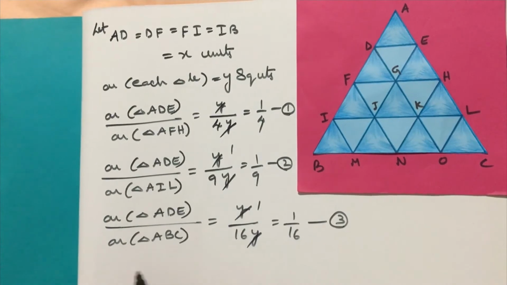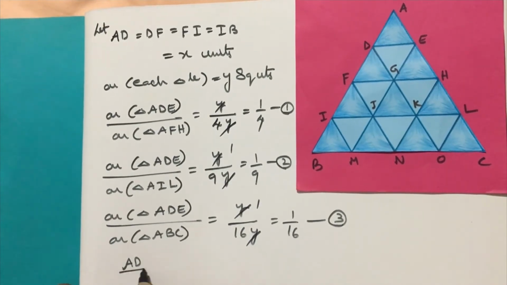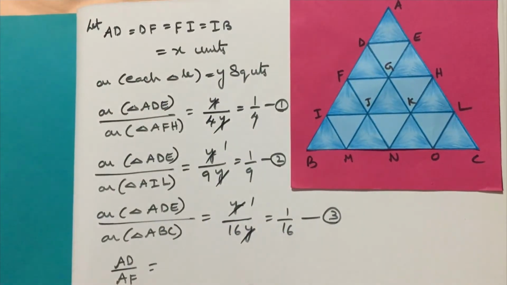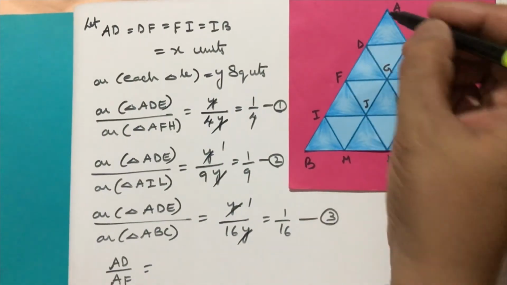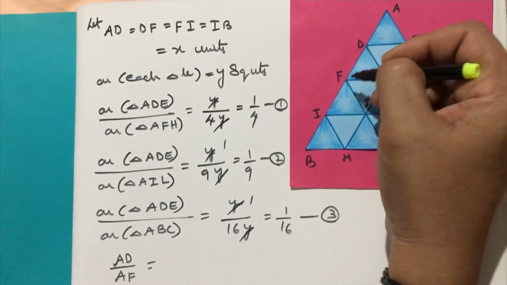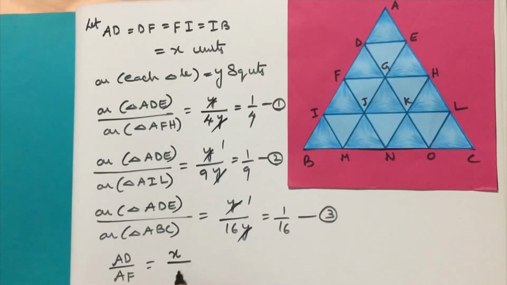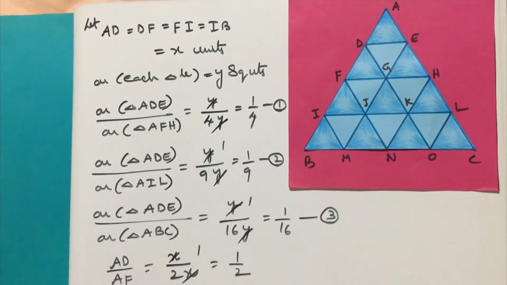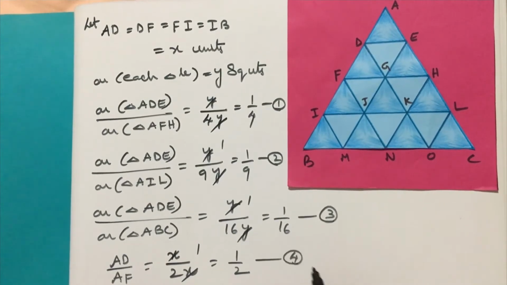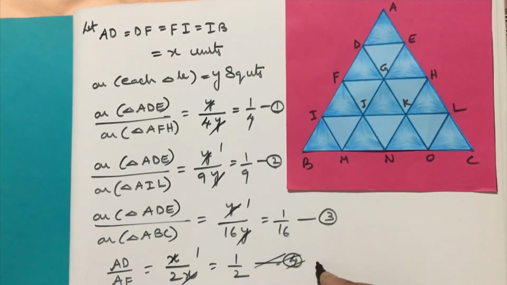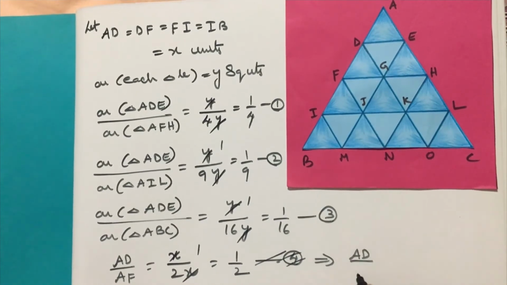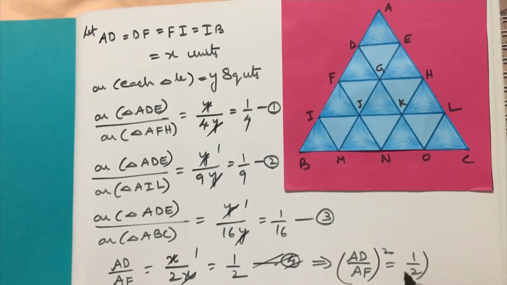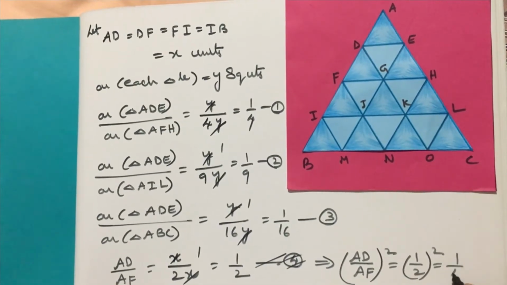Now you can take AD by AF. AD, what I said here? x. Then AF is how much? This is x, this is x, means 2x. x by 2x is 1 by 2. This is equation 4. Here I am taking AD by AF whole square also. Then it comes like 1 by 2 whole square, which is nothing but 1 by 4.